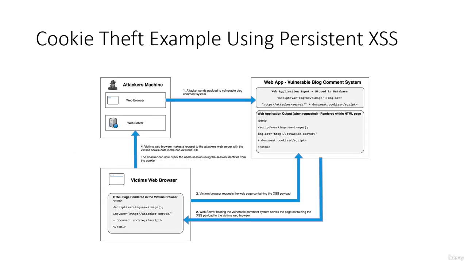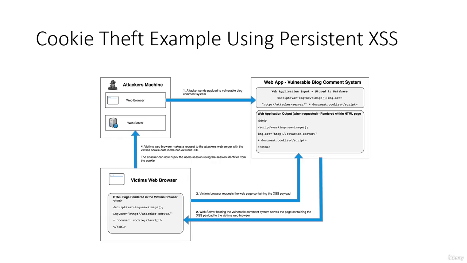Cookie theft. The following example uses a vulnerable blog comment system to inject an XSS payload on a popular page often visited by victims. The following XSS payload attempts to load an image from the attacker's server with the victim's cookie data within the request URL. After a request for the image has taken place, the attacker can extract the victim's session identifier from the web server log files. So let me explain the cookie theft situation.